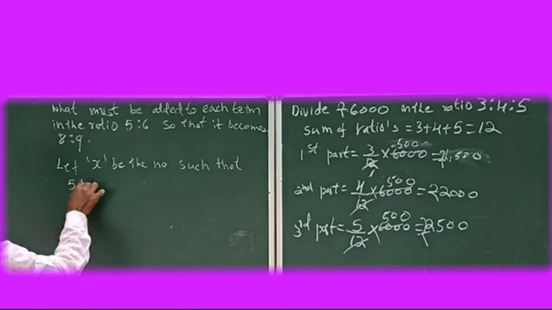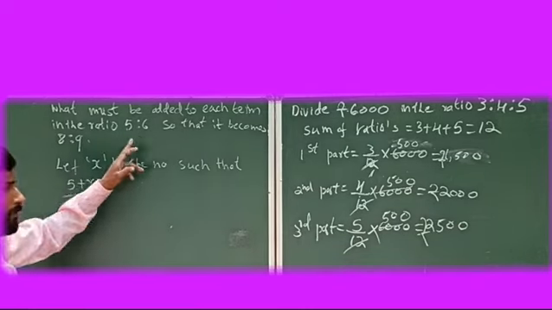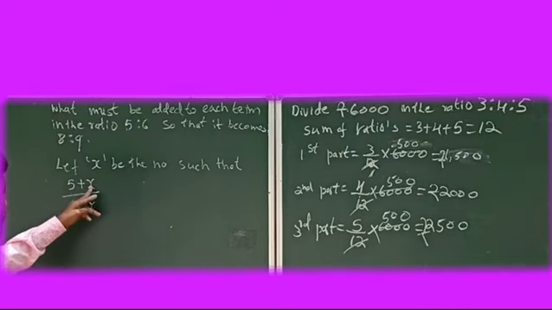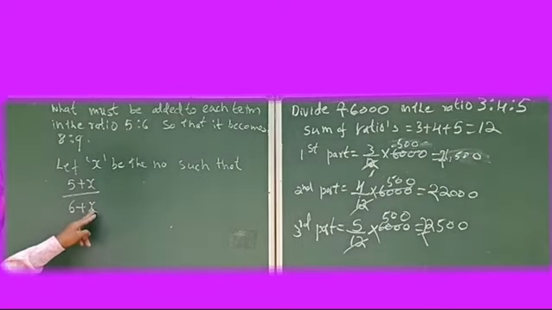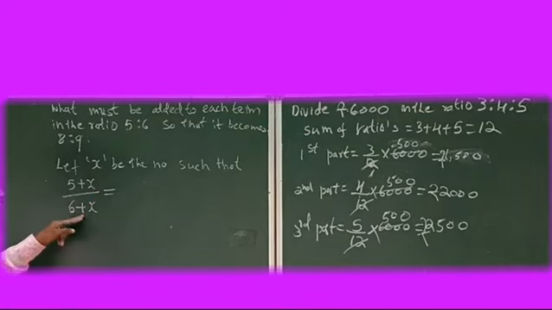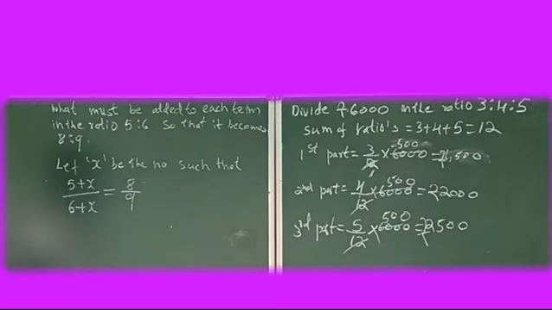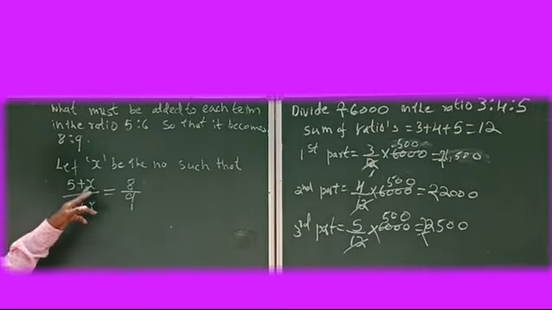5:6 is 5 plus x divided by 6 plus x. Okay. A ratio B means A by B. See, to the given ratio you are adding number x. What will happen? If you are adding that number, you will get new ratio 8:9, that is 8/9. Okay. Then see, observe this one.